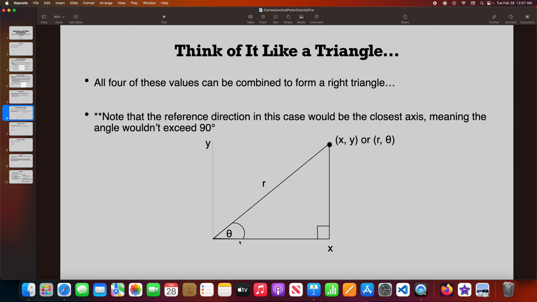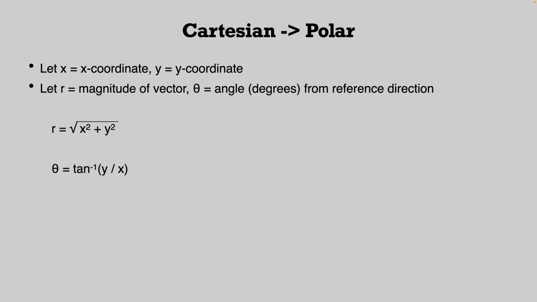So now with that visual in our heads, we can start talking about converting from Cartesian to polar. So we assume at this point that we have both our x and y coordinate, and that we're trying to find our r, which is our magnitude, and then our angle in degrees.